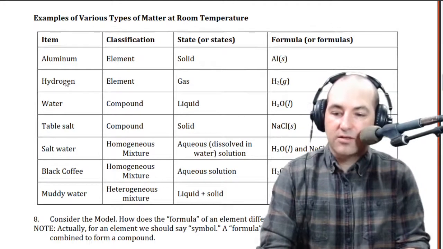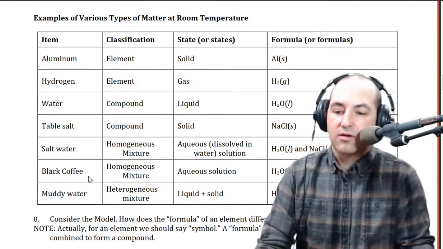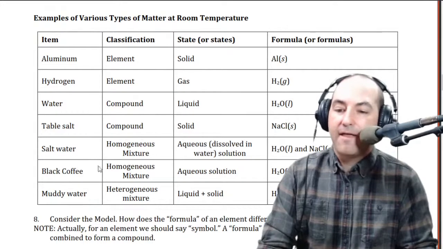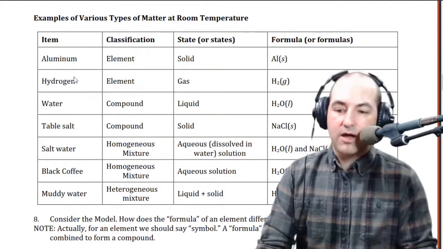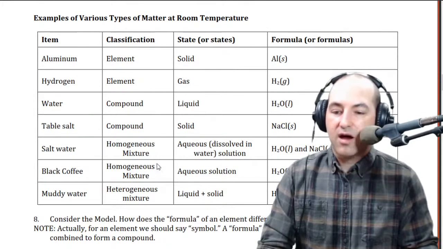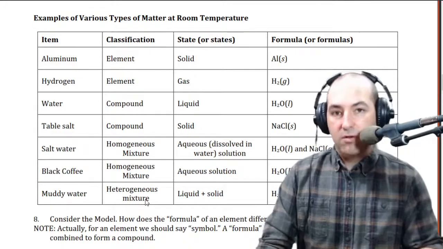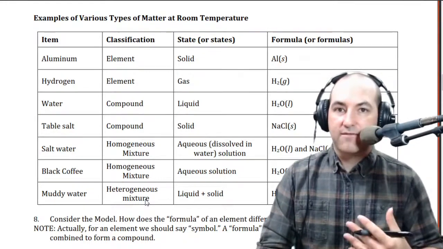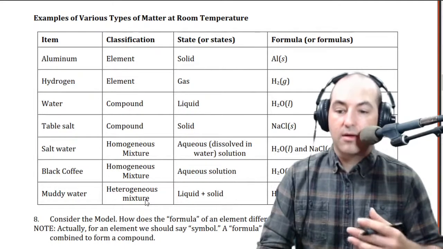The items are some different items: aluminum, hydrogen, water, table salt, salt water, coffee, and some muddy water. And these are the classifications for those things. So aluminum and hydrogen are called elements, water and table salt are called compounds, salt water and black coffee are called homogeneous mixtures, and muddy water is called heterogeneous mixture. And don't worry about what those terms mean yet. We're going to actually try to figure out the definitions on our own based on the data we have.